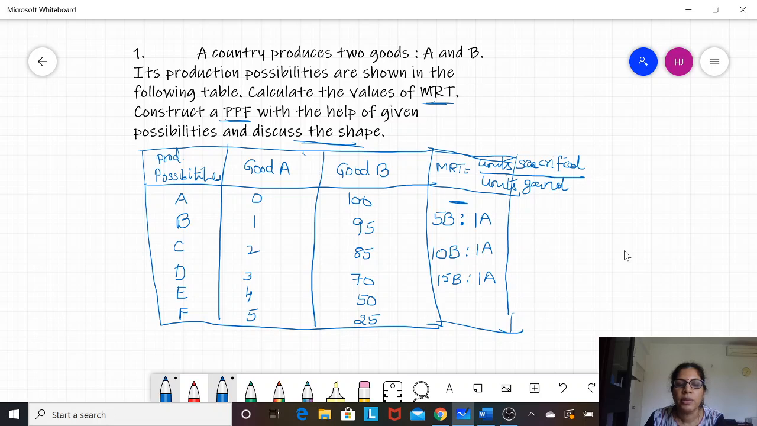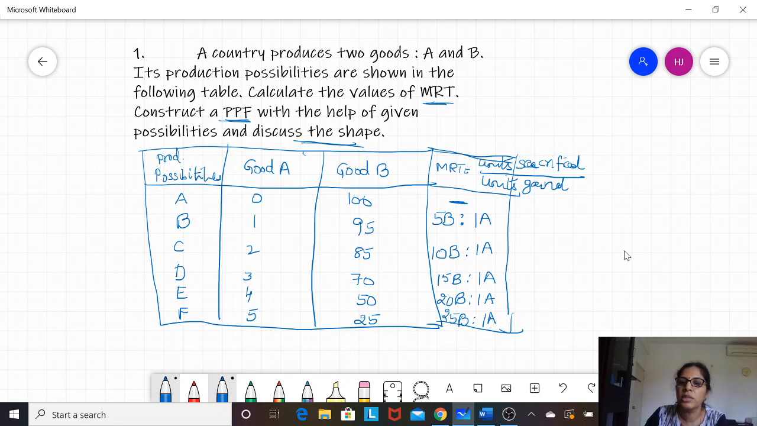Then from 70 to 50, 20 units of B are sacrificed to produce one more additional unit of A. Here from 50 to 25, 25 units of B are sacrificed to produce one more additional unit of A. So this is marginal rate of transformation. So now we address the first component of this question. So we calculated MRT. Construct a PPF.